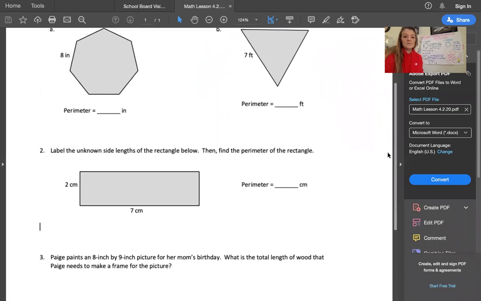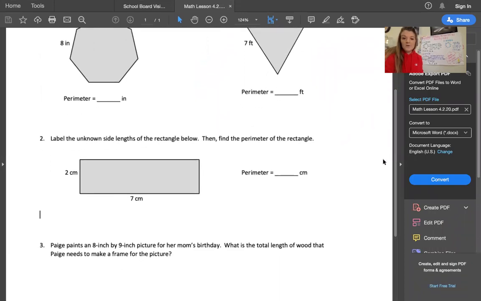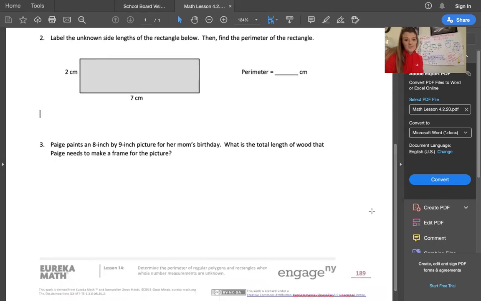When we get down here at number 2, it says label the unknown side lengths of the rectangle below. Again, on a rectangle, we know opposite sides are equal, so we can label those opposite sides and find the perimeter. Then I gave you a word problem. Paige paints an 8-inch by 9-inch picture for her mom's birthday. Wait a minute, that sounds just like this problem we did. What is the total length of wood that Paige needs to make a frame for the picture? So again, this time you need to draw the shape, label the sides you know, find the opposite sides, then solve to find the perimeter.